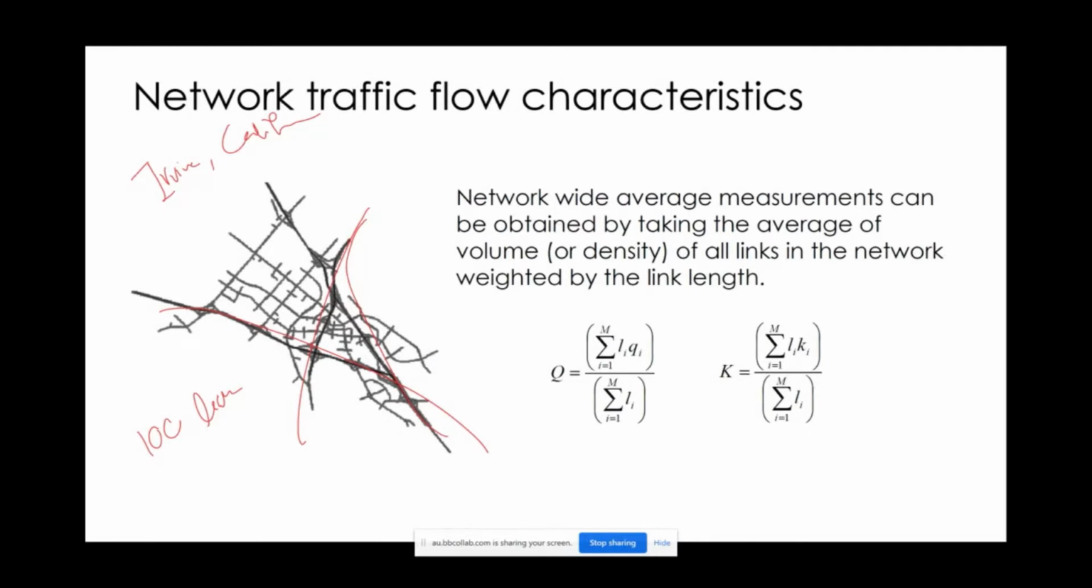So look at the formula here. This is the individual link. This is the individual link flow. This Li is actually the length of the link.